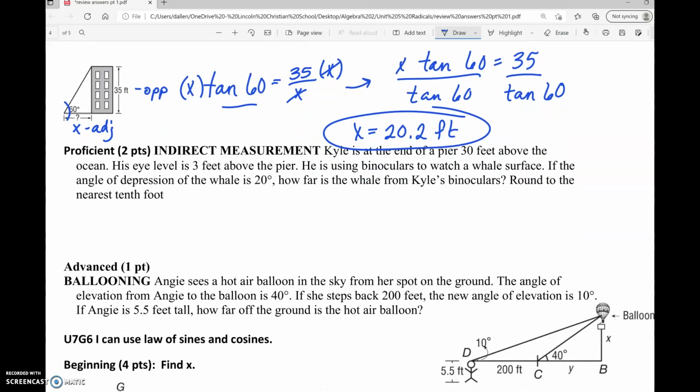Kyle is at the end of a pier above the ocean. So he's at a pier here, and he's above the ocean. So here's your ocean. We'll draw it out. His eye level is 3 feet above the pier. So he's 3 feet tall. Short guy here. He's using binoculars to watch a whale surface. If the angle of depression to the whale, so we have our whale here.